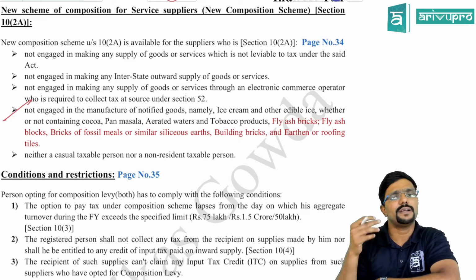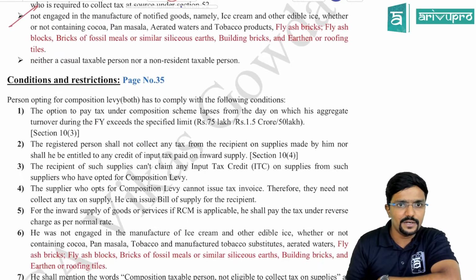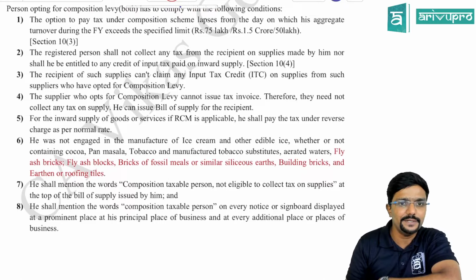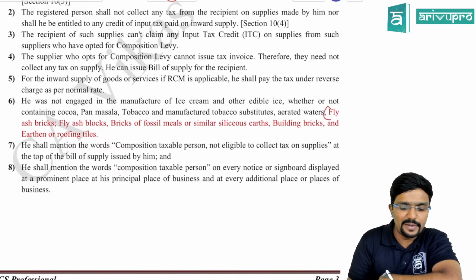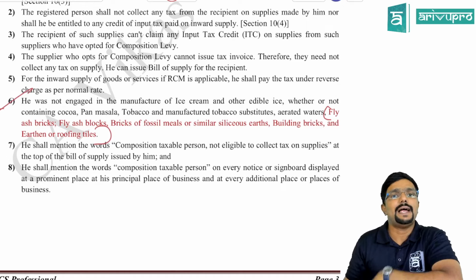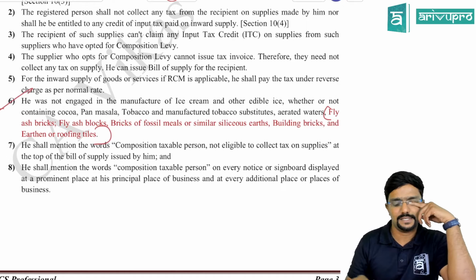Sir, what if I am a trader? Yes, you can do it. Then coming to conditions and restrictions also, the same thing, guys, in page number 35. These things have been added. In point 6, the following products have been added, that is bricks, blocks, and tiles.